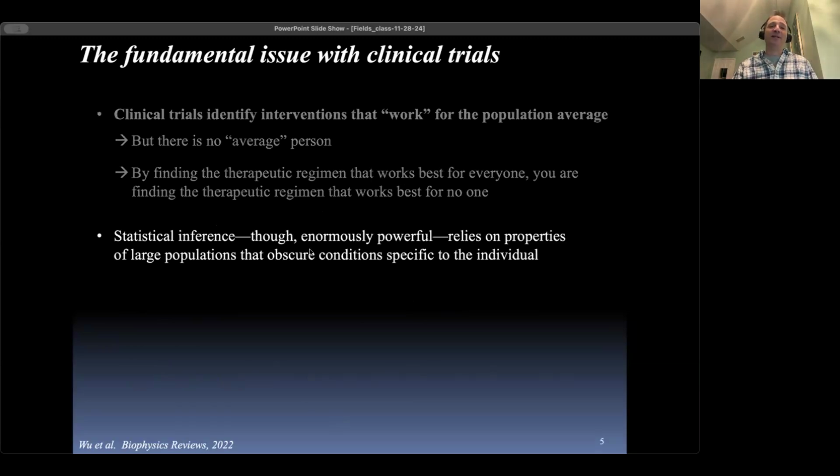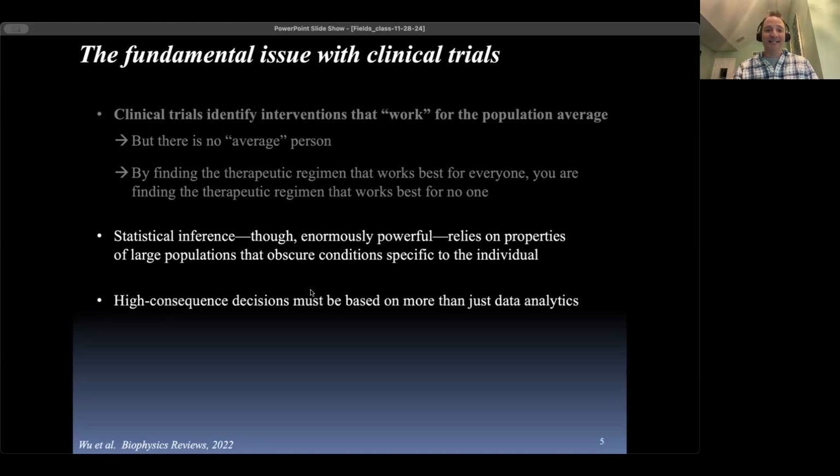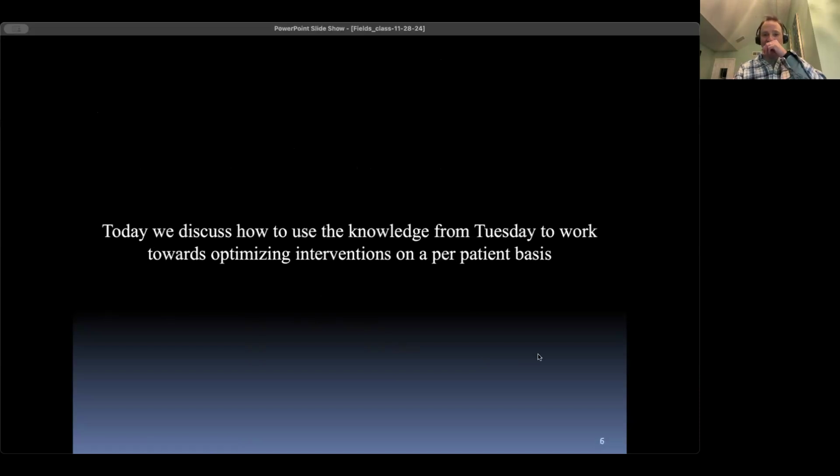Then I put this disclaimer on this: of course, statistical inference is enormously powerful, but it does rely on properties of large populations. So if you're trying to do something that has tremendous heterogeneity in it, like treating cancer patients, you've got to be concerned with the individual patient's characteristics rather than what the population is telling you. These high consequence decisions have to be based on more than just data analytics.